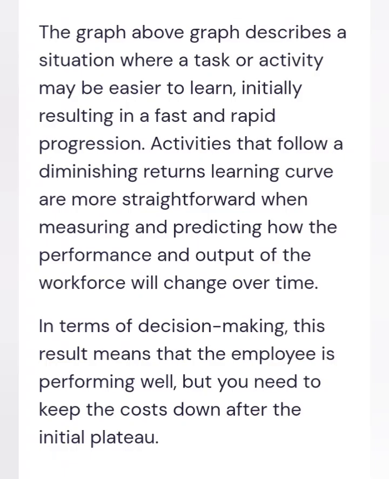The graph above describes a situation where a task or activity may be easier to learn, initially resulting in a fast and rapid progression. Activities that follow a diminishing returns learning curve are more straightforward when measuring and predicting how the performance and output of the workforce will change over time. In terms of decision making, this result means that the employee is performing well, but you need to keep the cost down after the initial plateau.